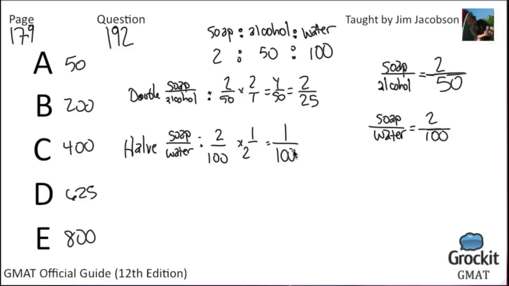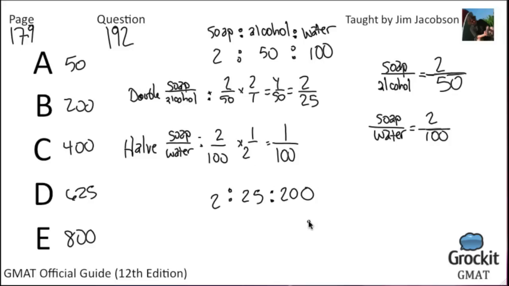So we can reconstitute our ratio here. Using this first one, for every 2 units of soap, we have 25 of alcohol. And for every 1 unit of soap, we have 100 of water. And so since this ratio starts off with 2 units of soap, we then know that there will be 200 water. So this is with doubling the soap to alcohol and halving the soap to water.